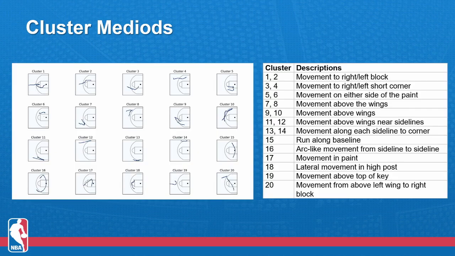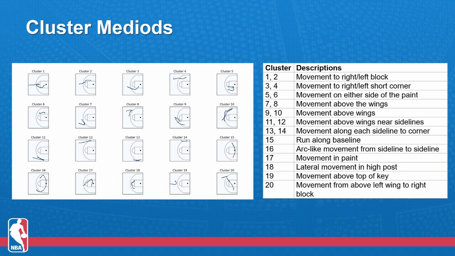The central element of each resulting cluster is called the medoid and can be used as a representative element for the type of movement that cluster represents. You can see the 20 medoids that we generated from k-means in the figure on the left, as well as a description for the medoids on the right.